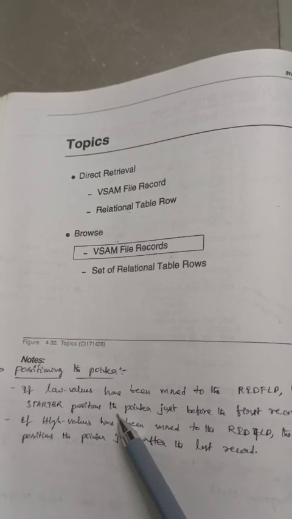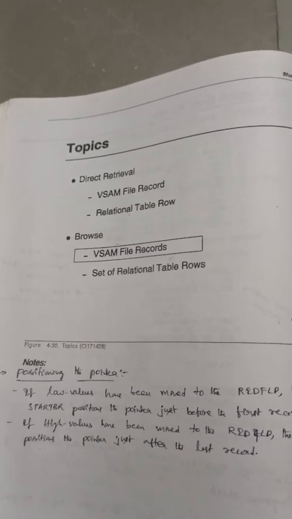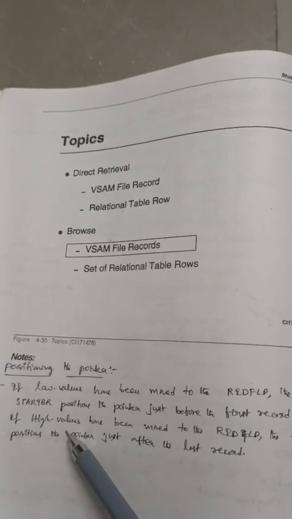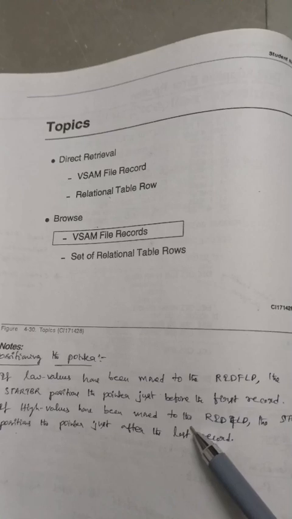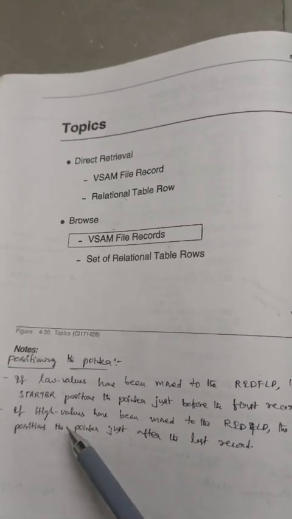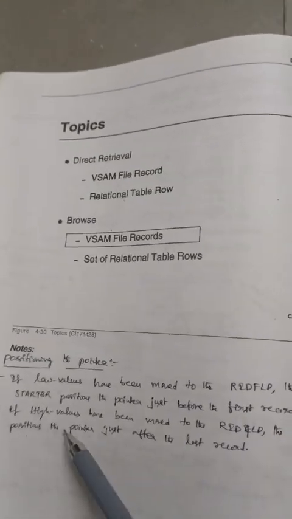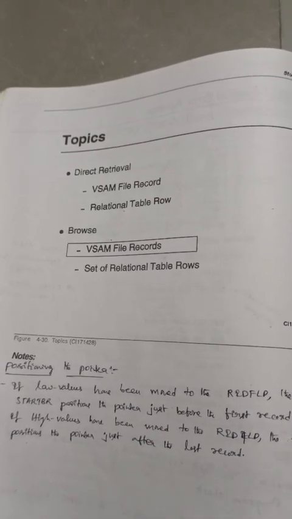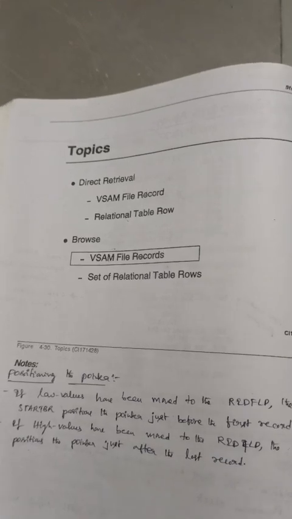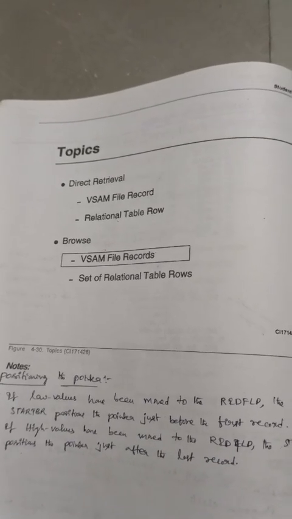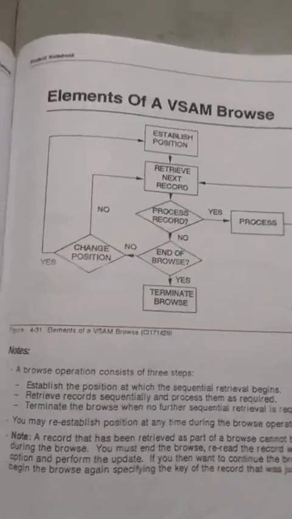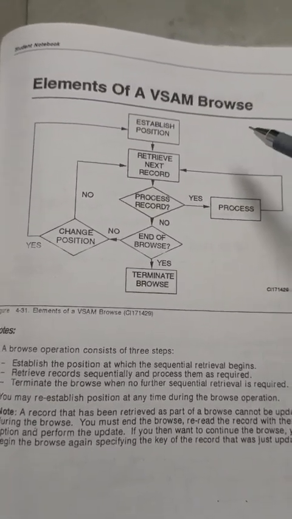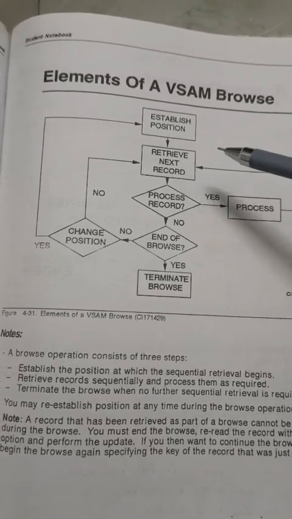Just to know what start browse means: before they establish the start position, the cursor will be placed at a position. What does high value mean? The high values are moved to the RID field, and the start browse position pointer goes to just after the last record, meaning at the end of the records the cursor will be placed. These are the processes of the browsing option in VSAM records, how to browse using VSAM in CICS.